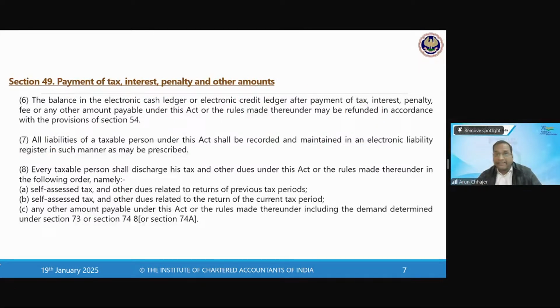Every taxable person shall discharge his tax and other dues in the following order. First is self-assessed tax and dues of the previous tax period, then the current tax period, and after that demand of 73, 74. Why am I mentioning 74A? Always remember it is already added from 1st November 2024. So I have added the section 74A also.